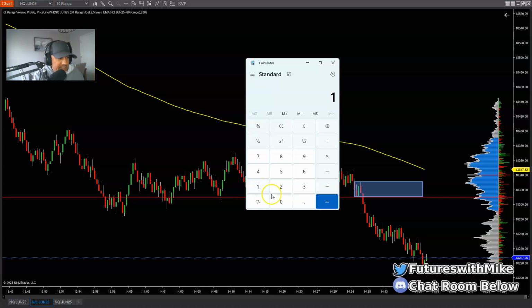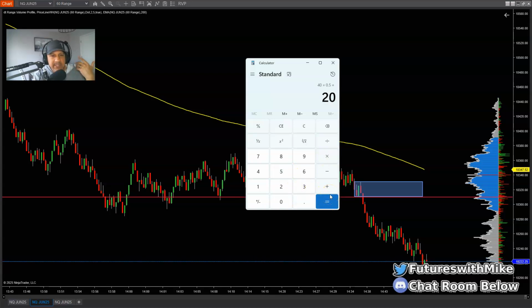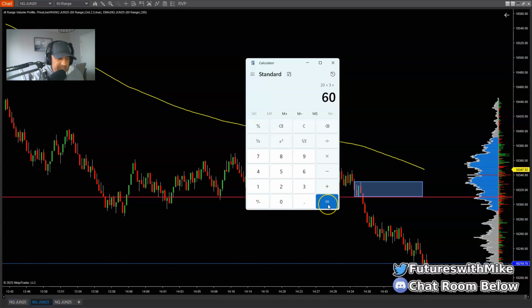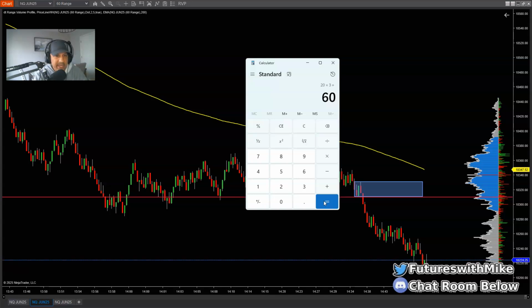Okay, the stop is going to be 10. 10 points times 4, that's 40 ticks, right? 40 ticks times the tick value of 5, so that's $20 a contract. And let's say again we want to risk 6% of our account. So times 3 contracts is going to be 60 bucks. That's going to be 6% of our account.